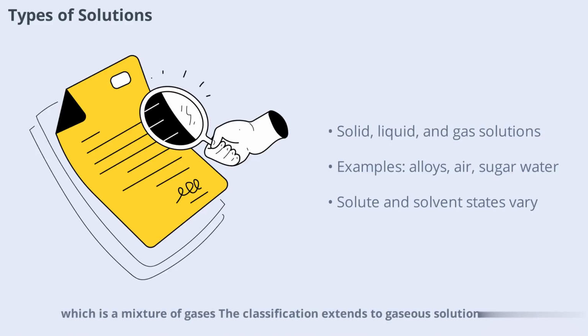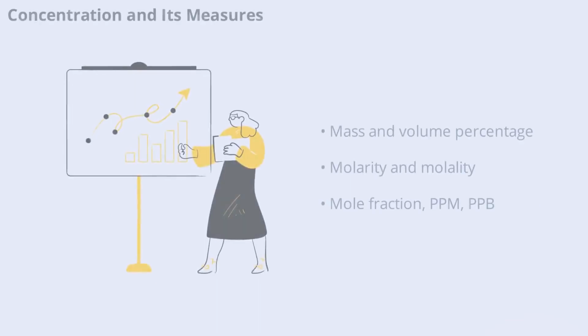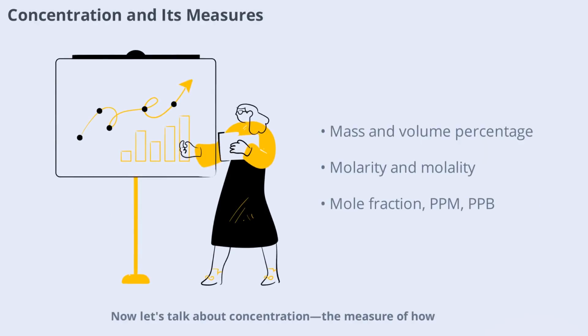Classification extends to gaseous solutions, where both solute and solvent are gases, such as the mix of oxygen and nitrogen in the air. Each type of solution has unique properties and examples, making the study of solutions both broad and intriguing. Understanding these types helps us see how solutions are all around us, from the air we breathe to the drinks we enjoy.